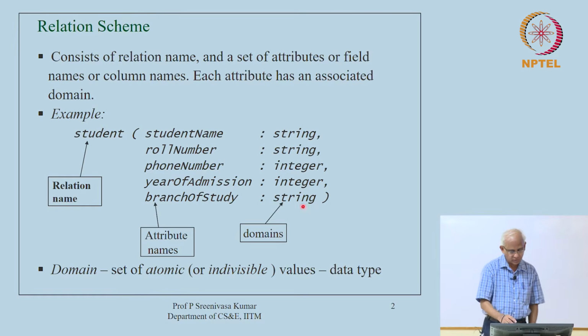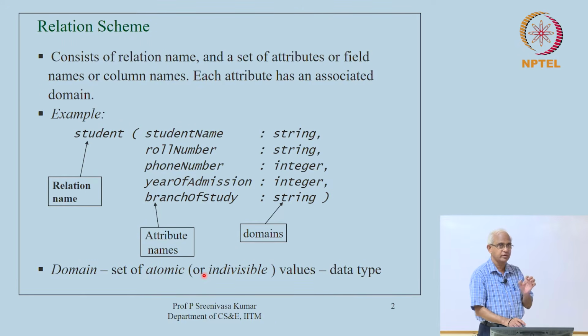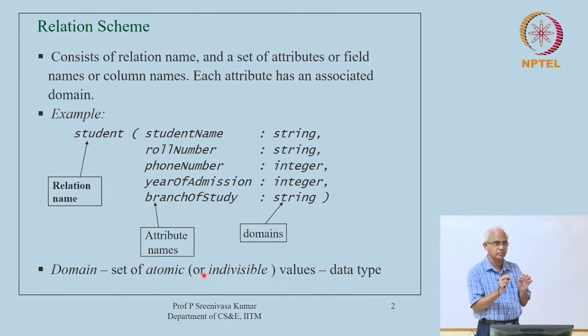And now, what exactly is a domain? A domain is nothing but a set of atomic values. This is most important: a set of atomic or indivisible values. So that means it is a single value, and we will not try to go into the parts of that. We will not assume that it has any components in it. We will simply deal with it as though it is a single, atomic, indivisible value.